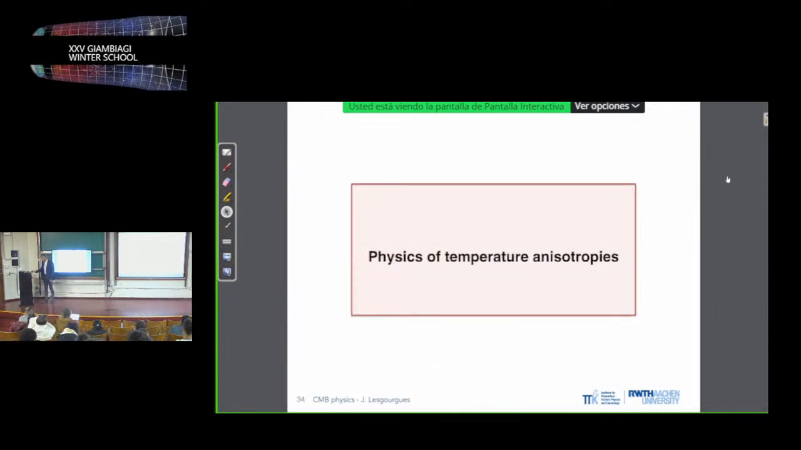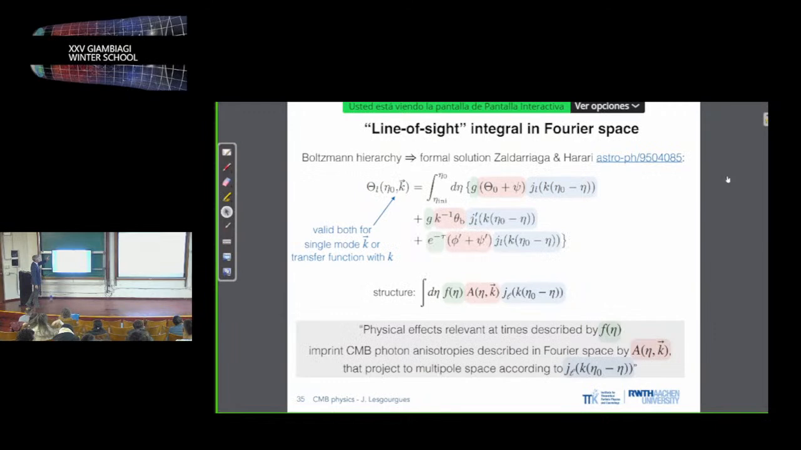And so we started a bit, and we said that to avoid integrating this complicated hierarchy of Boltzmann equations, we will use a formal solution of Zaldarriaga and Harari, which gives the multipole that we want to compute as an integral over three terms. And in each term, you have a function of time, a perturbation, and a spherical Bessel function, which says that each of these terms accounts for a physical effect relevant at the time described by the Green function and projected from Fourier to multipole space through the spherical Bessel functions.